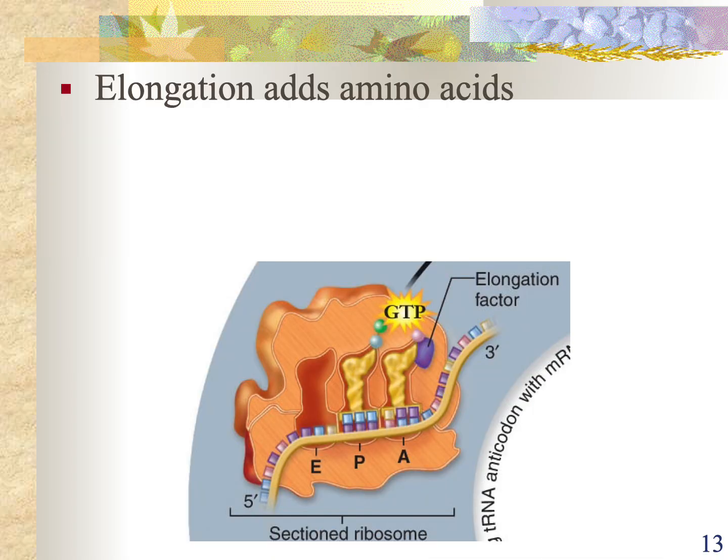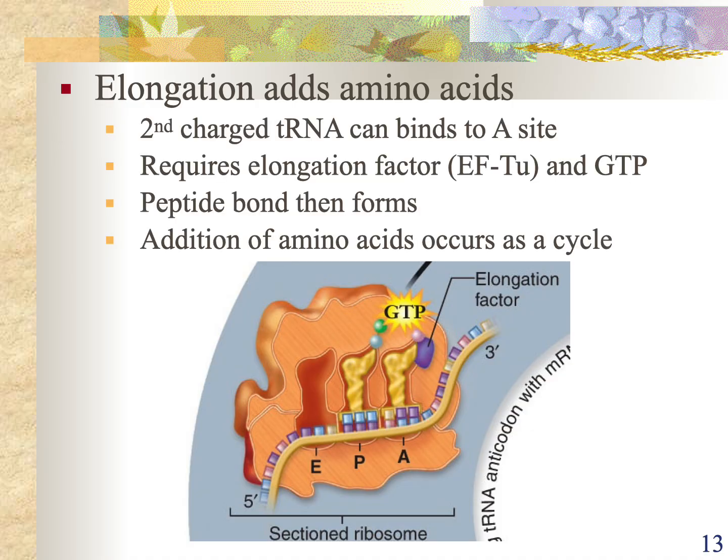Okay, then you get the elongation, which is where you're going to add amino acids, and so the ribosome will move down the messenger RNA, and as it does, new transfer RNAs will bring the correct amino acid, and there will be a peptide bond formed between the amino acid and the one on the growing chain, and this continues, it just keeps moving down.